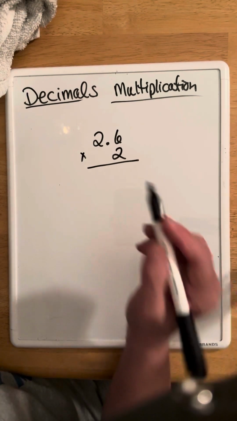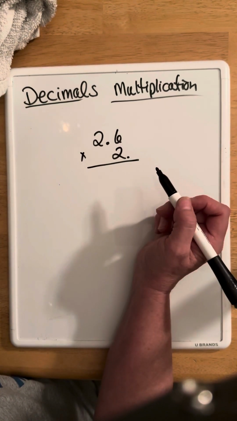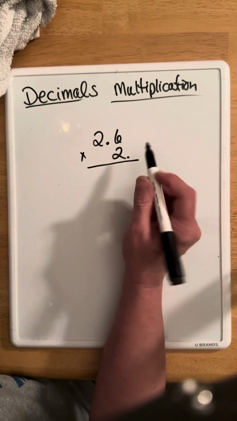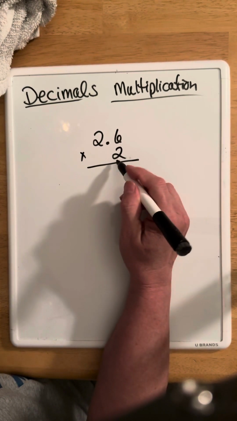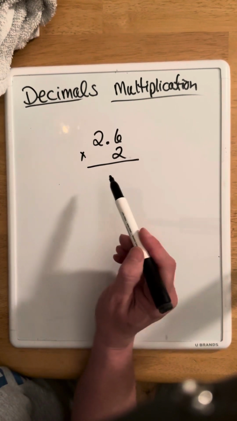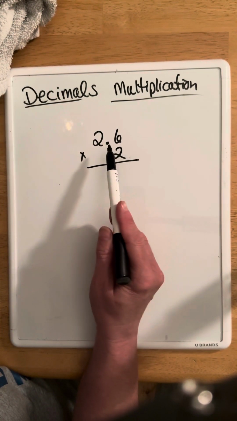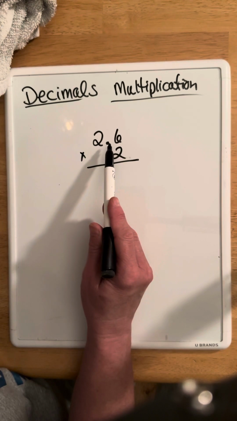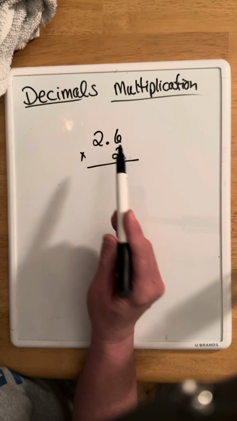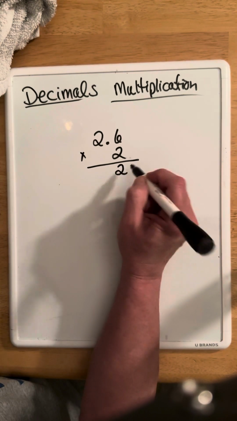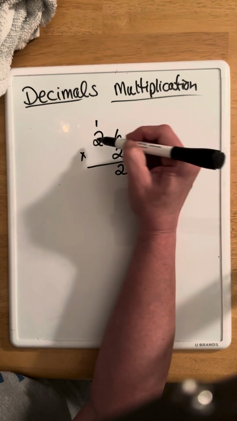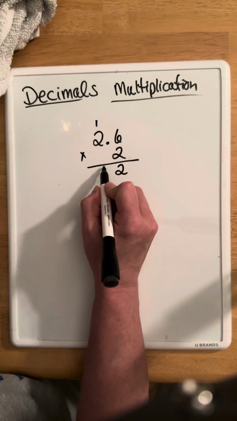Okay, this could have a decimal right here, but we don't need it because we don't have anything on the other side of the decimal, so this is just a regular 2. We're going to do this math problem as we would numerically. We'll deal with this little decimal here in just a minute. So 2 times 6 is 12. We put the 2 at the bottom, we carry that 1.